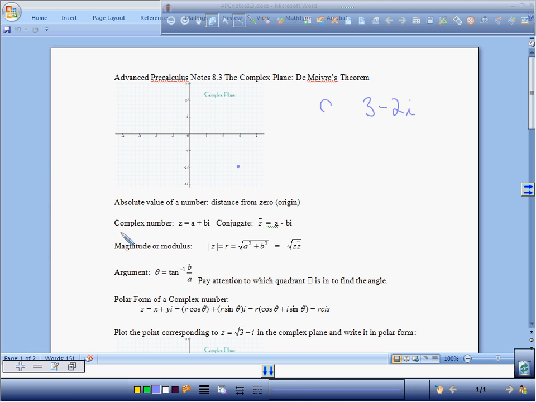A complex number is a number of the form z equals a plus bi, and this is called the real part, and this is called the imaginary part. If you have a pure imaginary number like 3i, and I want to graph that, that would be 0 x plus 1, 2, 3i. That point would be over there. And the absolute value of a number is the distance from 0, from the origin.